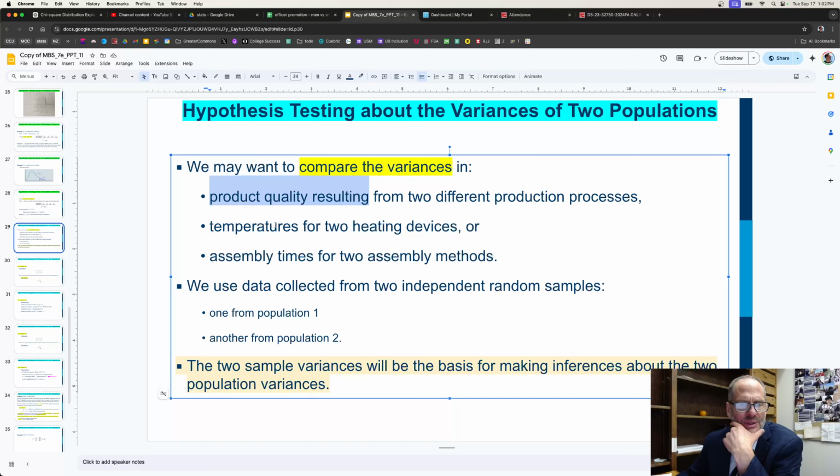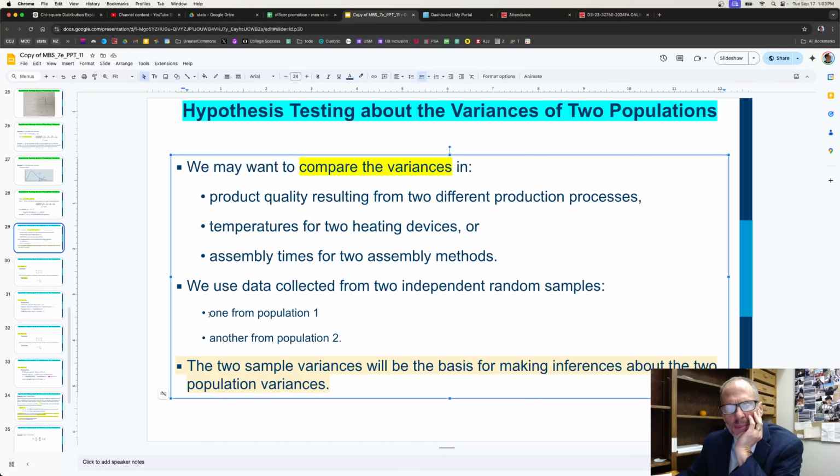And we could look at temperatures for two different heating devices. So let's say we manufactured two different kinds of heating devices, and we could look at the variance in temperature about those two different devices. And we could make a determination, this one's better, it has less variance in temperature. Or maybe there's two assembly methods, and we could look at how much variance there is in assembly time from one method to another. So this really allows us to start making decisions about what is more effective and what's more consistent, which varies less. And so to do this, we're going to use data collected from two independent random samples.